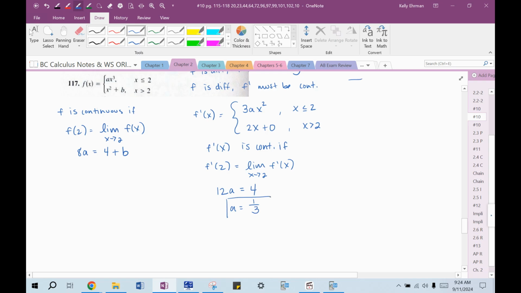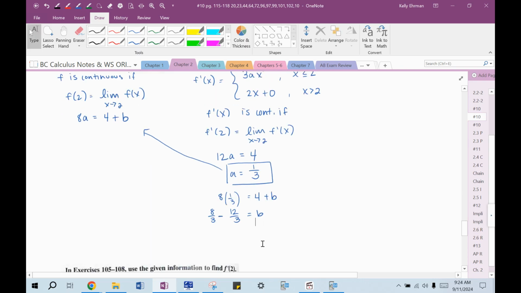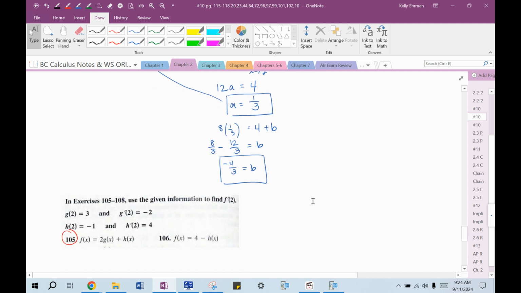So here's a. And then this is where you had an expression relating a and b. So now I know that 8 times 1/3 is equal to 4 plus b. 8/3 minus 4, so minus 12/3 should equal b. So negative 4/3 is equal to b. All right, that's a pretty good problem.